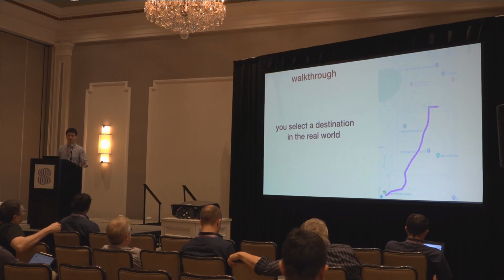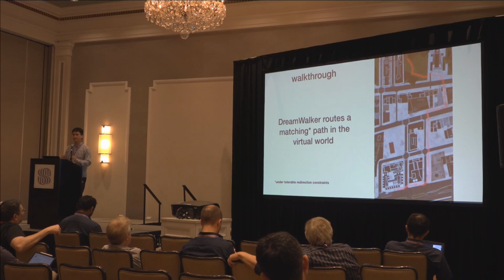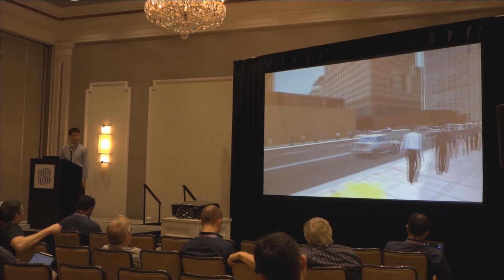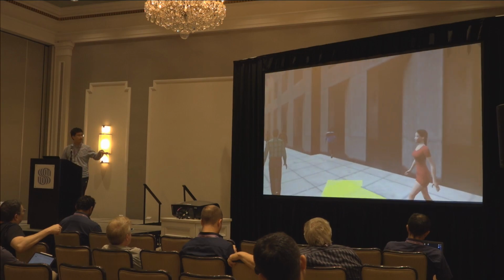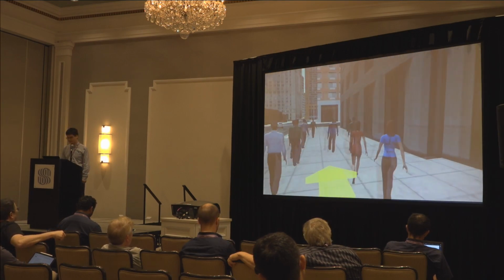The users start their dream walk by selecting a destination in the real world. And our system automatically plans the path in the real world. Then it browses through a library of virtual scenes for a similar path that is close to the path in the real world and within tolerable redirection constraints. And then the user just walks. You can see virtual people walking around the user, and they keep the user safe.